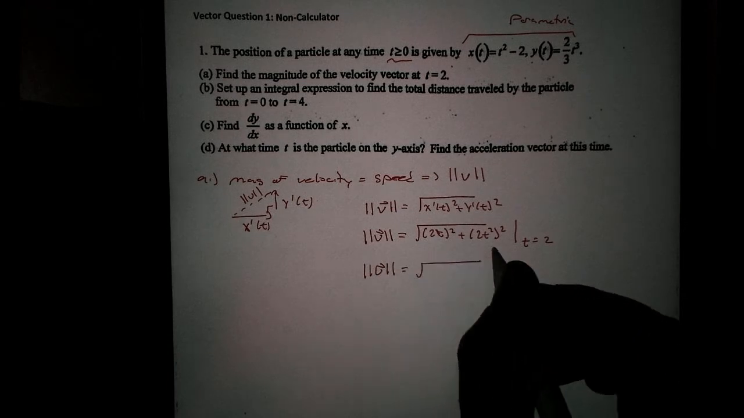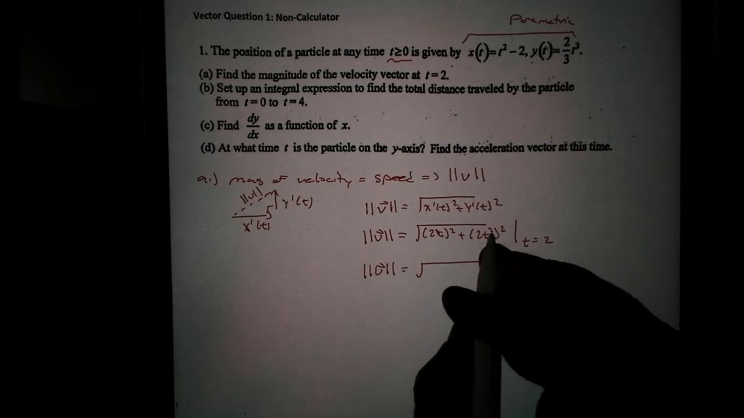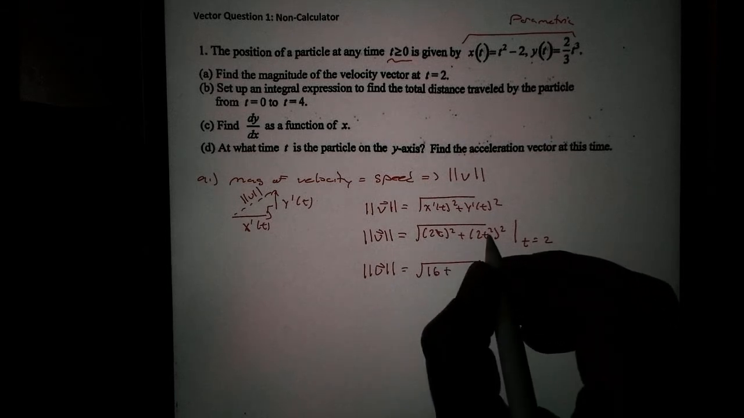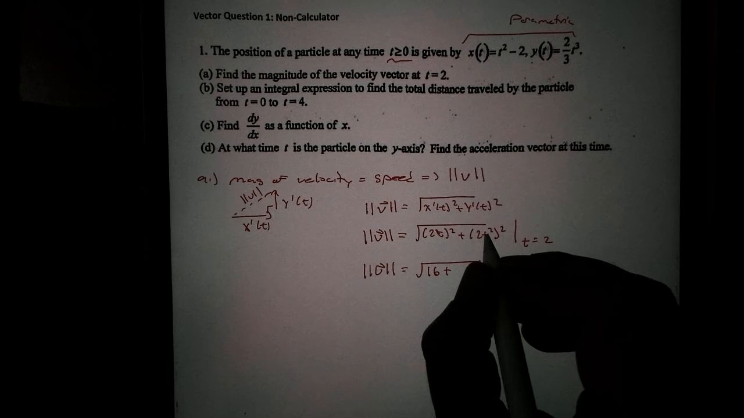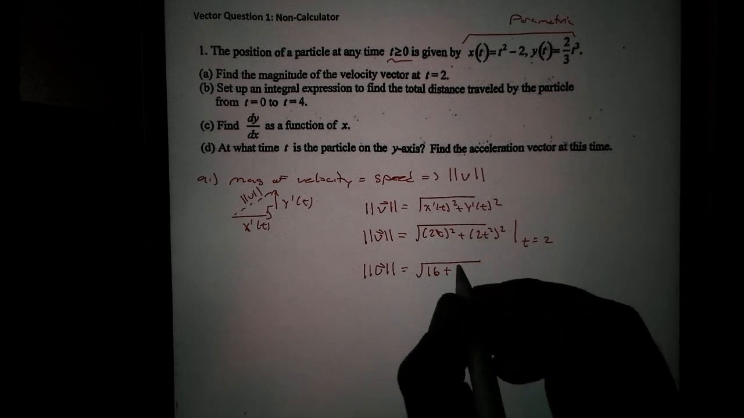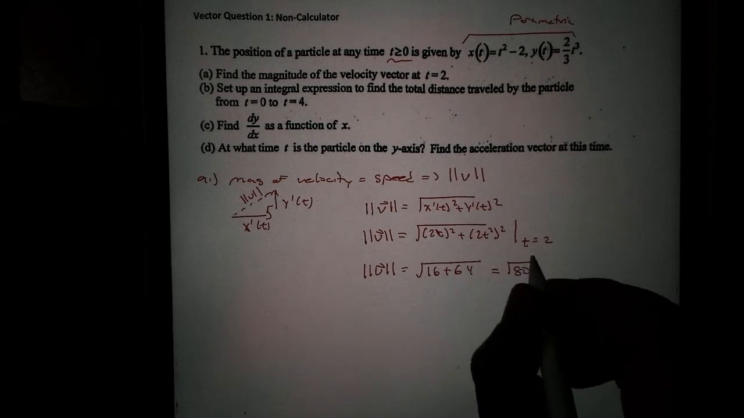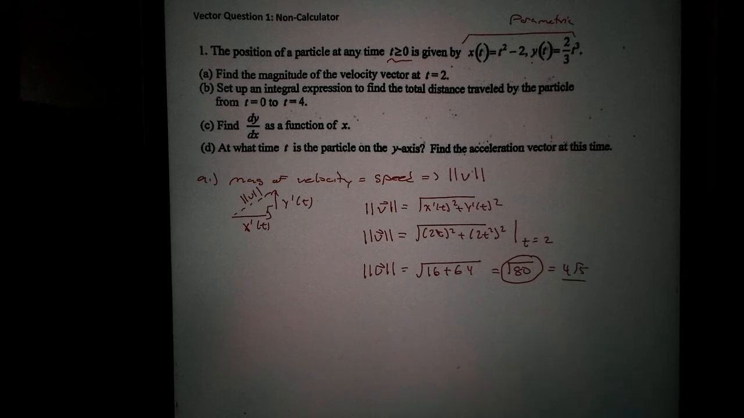Plugging this in, 2 times 2 is 4. 4 squared is 16. Plus 2 squared is 4 times 2 is 8, squared. Whoops, sorry, that's terrible. 2 times 2 is 4, times 2 is 8, squared. That is 64. Don't tell anybody I messed up on my arithmetic there. And that's just the square root of 80. We don't need to simplify that, but if you want to, that is just 4 root 5. So that is the actual speed of the particle.